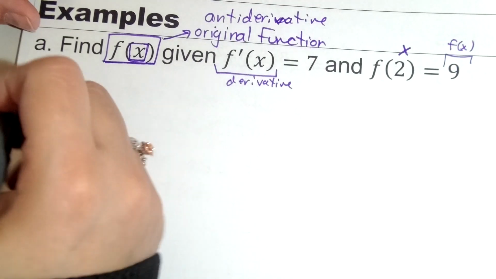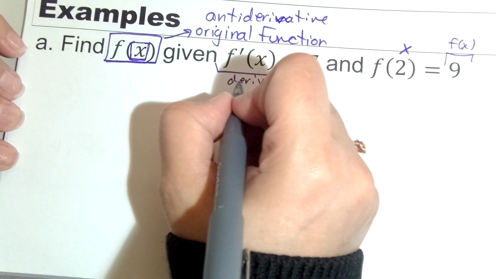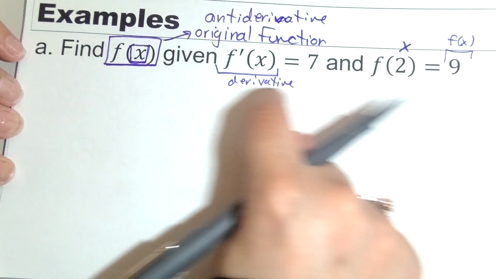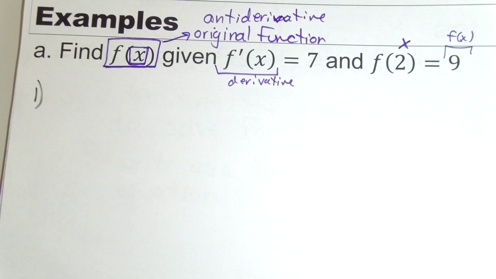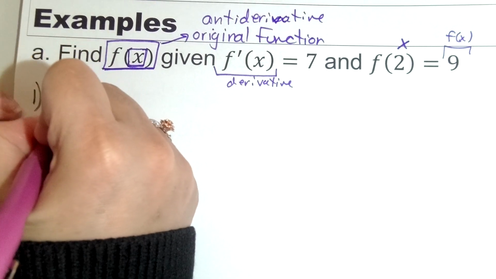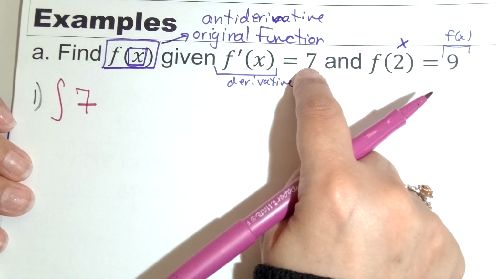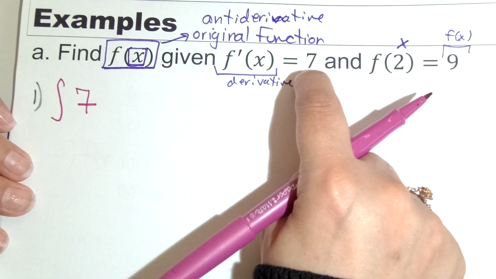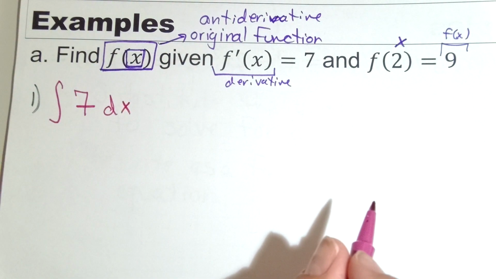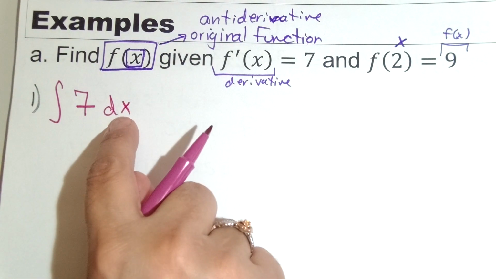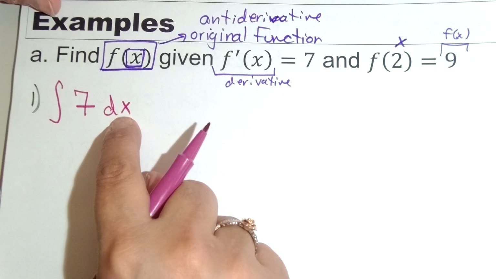First step, it says to rewrite as an integral. So I'm going to take the derivative, and this is what you put in the integral. You're going to take the integral of 7, because this is my derivative. This is the thing that you saw in the do now. And because we're taking the derivative with respect to x, we put dx. Eventually we're going to have other variables, but we'll get there later, okay?